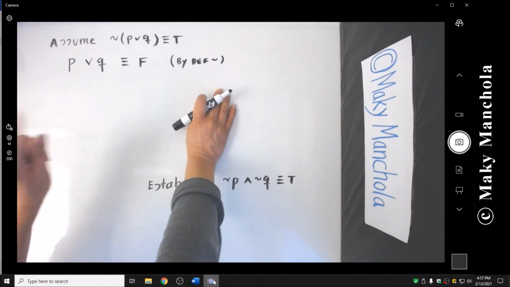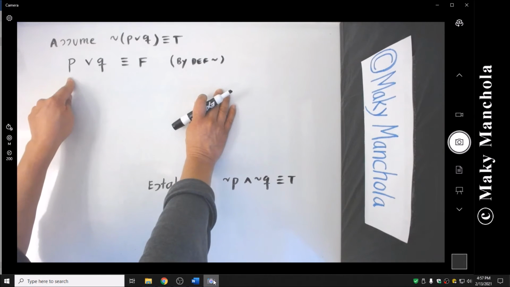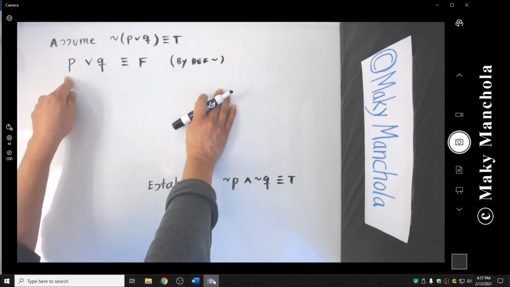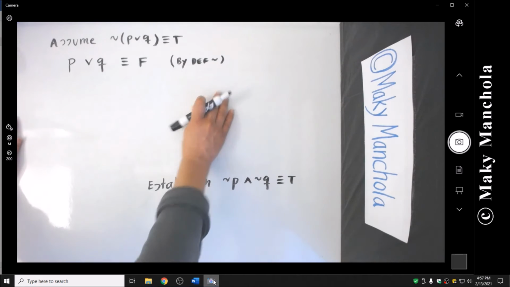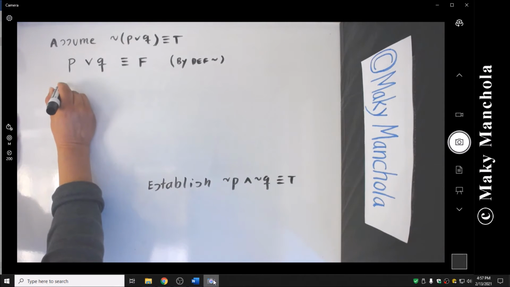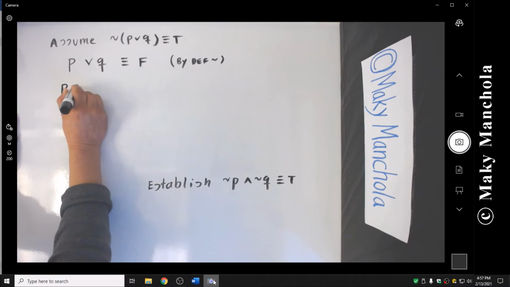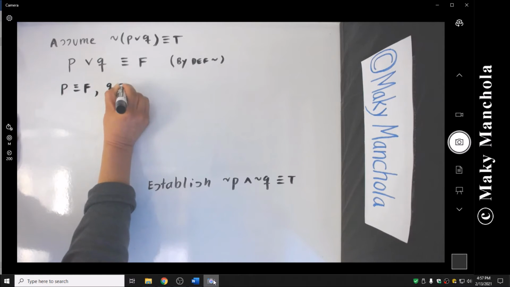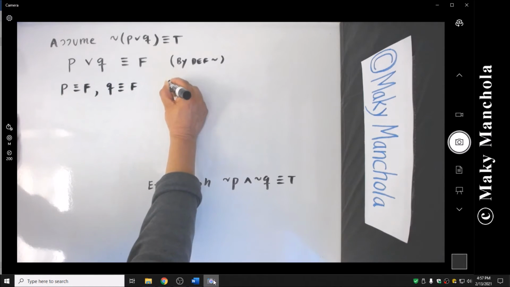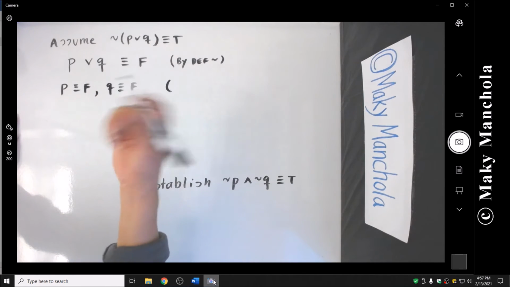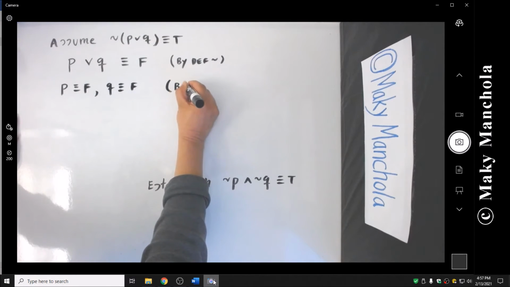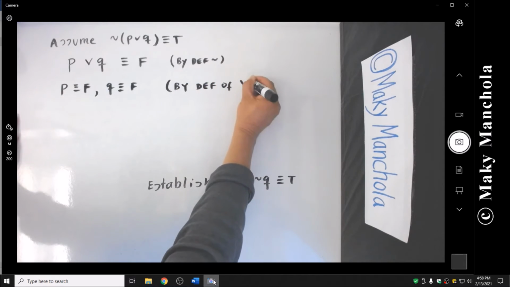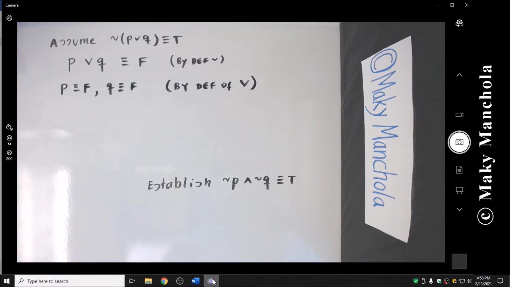But then now what do we get from reading this? If we read that P or Q is false, that tells you that both P, Q are false themselves. So here, P is false, Q is also false. This happens to be by definition of OR, definition of the disjunction. So this is by definition of OR.